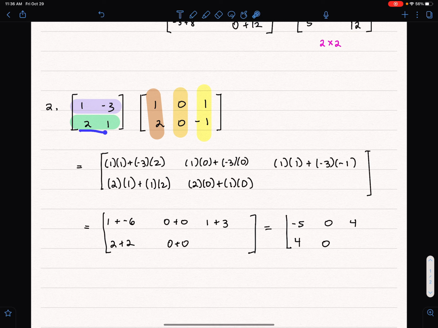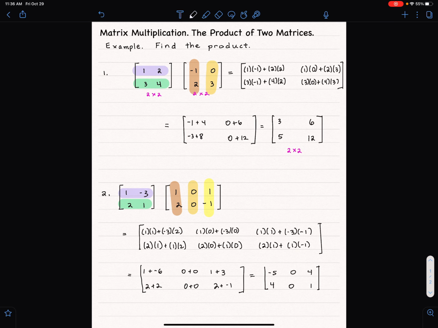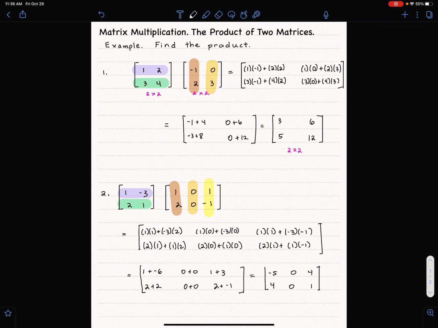Again, notice the second row, second column gives the entry in the second row, second column. Now I'm going to go to second row, third column, which gives the entry in the second row, third column here. So I take 2 times 1 plus 1 times -1. That gives 2 plus -1, and there's 1. And done. But I think that once you get the hang of it, you can do it very quickly.